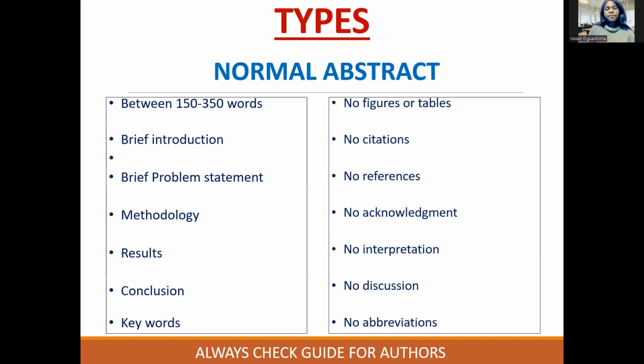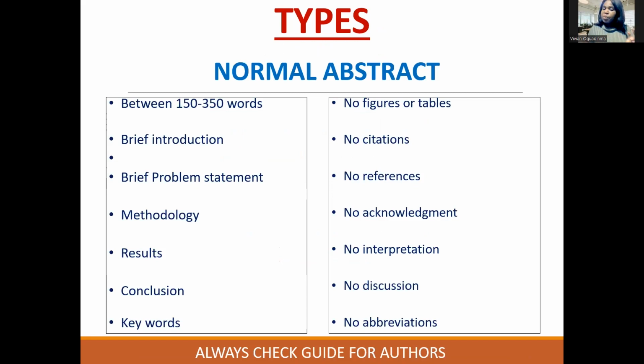Very important. These are the attributes of a normal abstract. You just look at it and then you know what should be included. If a normal abstract is to be just 150 to 350 words, you have to compress everything you've done in your entire research, for example my PhD, 3 years, into just 350 words maximum. Whatever you write there should be really brief, like I said earlier.